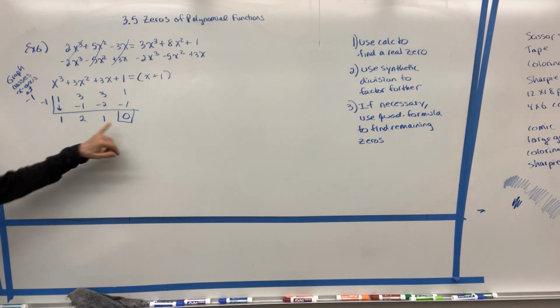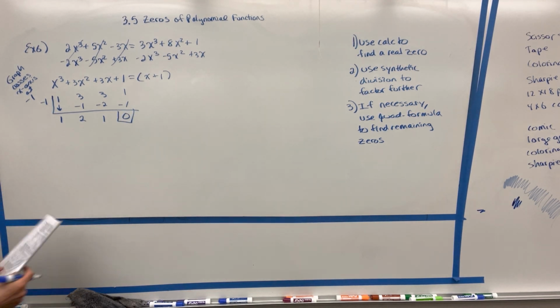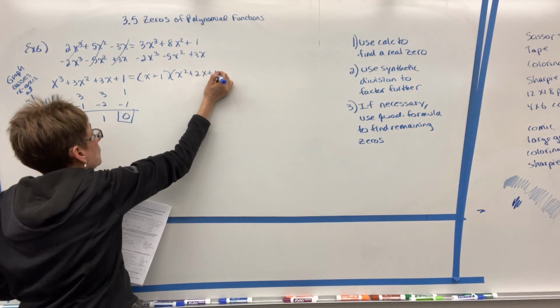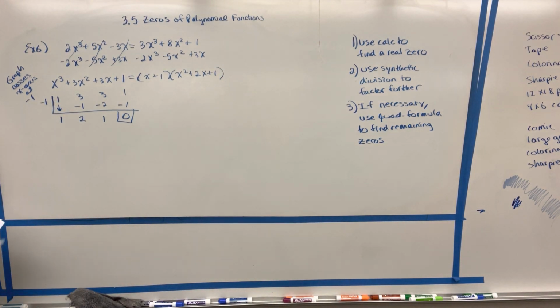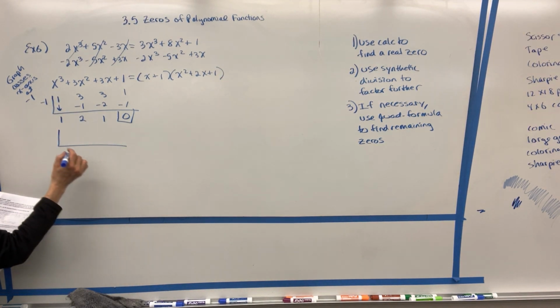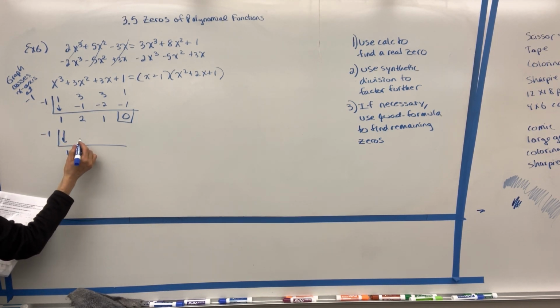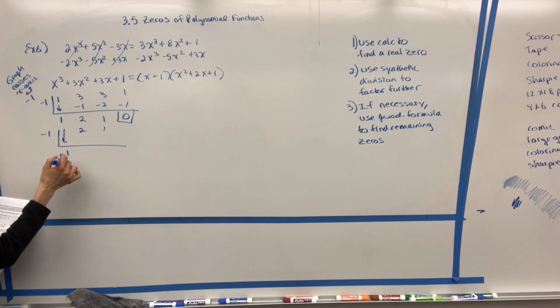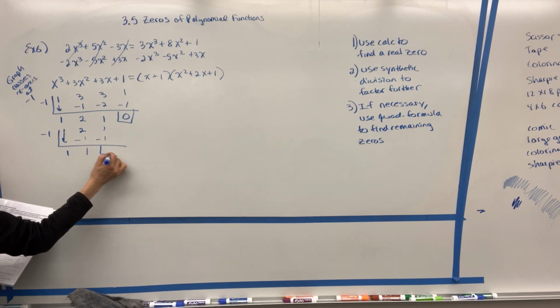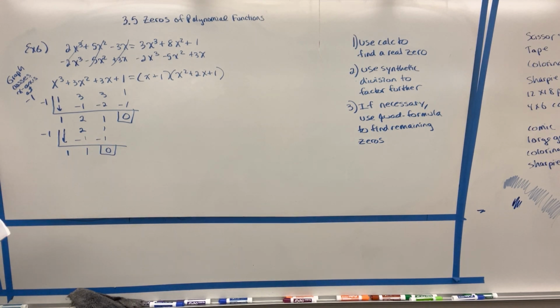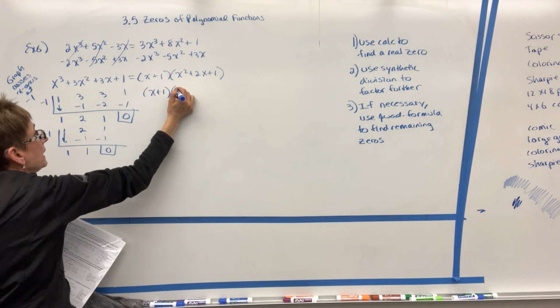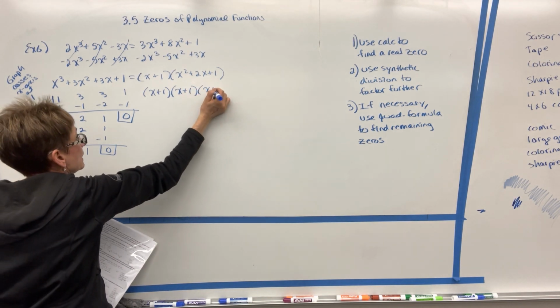Since I have a remainder of 0, I know that this expression is also a factor. This is x squared plus 2x plus 1. And I can continue doing synthetic if I would like. -1 works again. So we'll bring down the 1. Actually, I'll bring these numbers down: 1, 2, 1. All right, so we bring down the 1, -1, -1, 0. This tells me here that I can keep my original factor, that x plus 1 works, and this is also x plus 1.